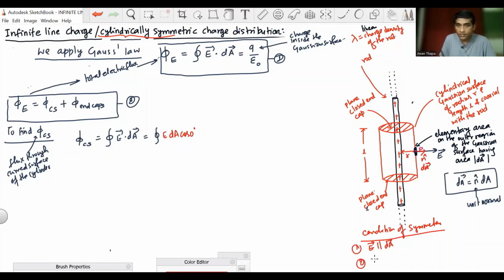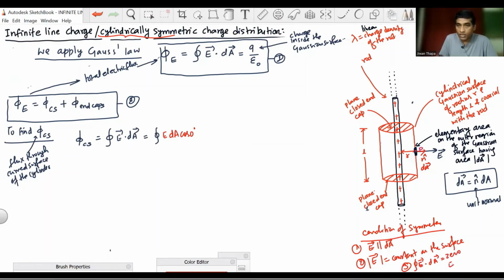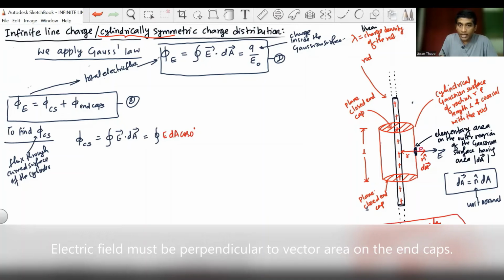And next, electric field is constant on the surface. So if electric field is constant, then we can take electric field out of the integral. So we can determine electric field. And third, for this integral to be 0, we apply these conditions of symmetry for infinite line charge.